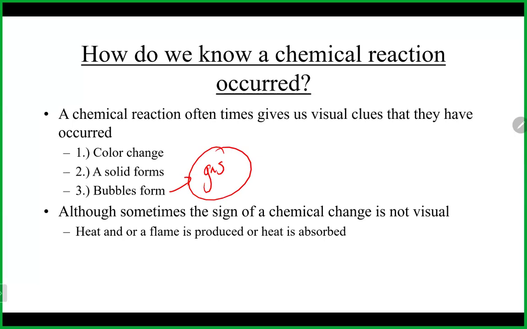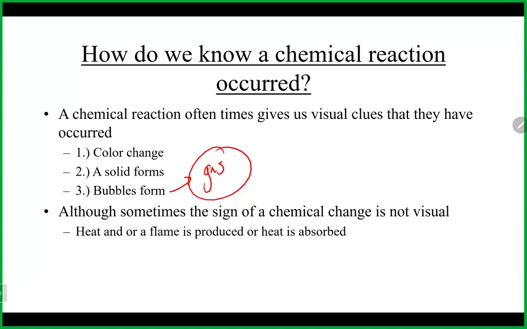Heat or flame is produced, or heat is absorbed. Clearly, a flame would be visual. But if you're holding a test tube and it starts to feel warm to you, that would imply that energy is being given off as a result of that reaction. That's because your hand is absorbing all that energy. This is why it feels hot to you. And vice versa, if you're holding a test tube and it starts to feel cold, that would be more of an endothermic process or reaction because it's absorbing energy. It's taking all the heat and energy from your hand, which is why it feels cold to you.